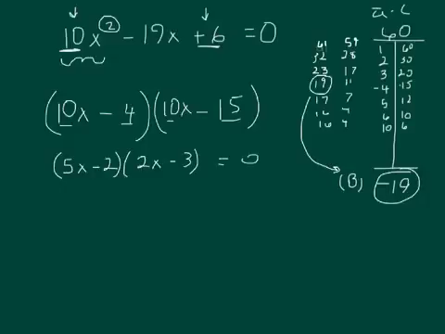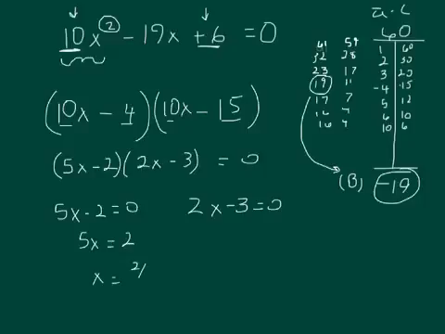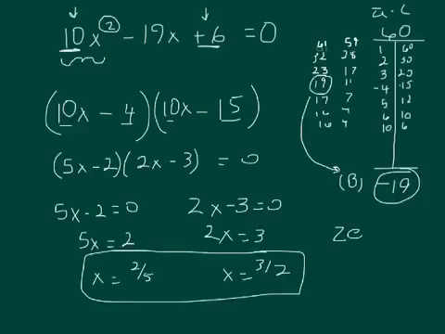So if that's set equal to 0, then we set each factor equal to 0, and we solve. So 5x equals 2, so x equals 2/5. And then we get 2x equals 3, so x equals 3/2. Alright, those would be our zeros, roots, solutions, or x-intercepts.